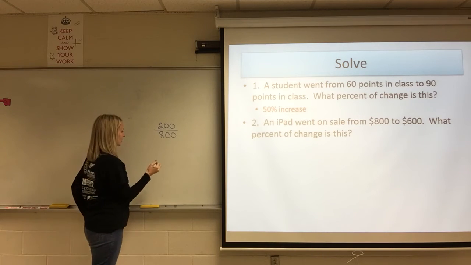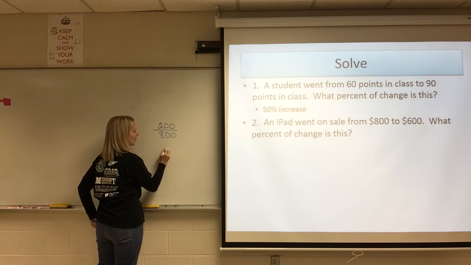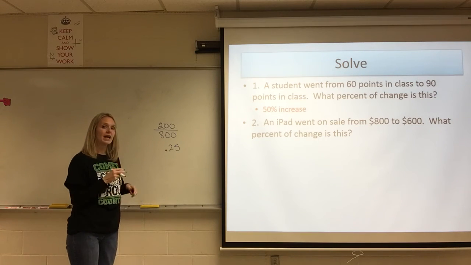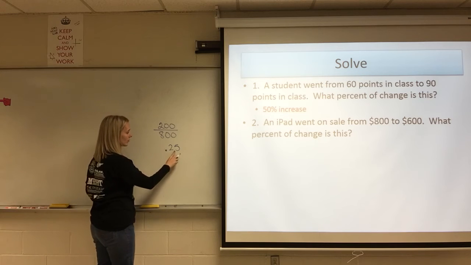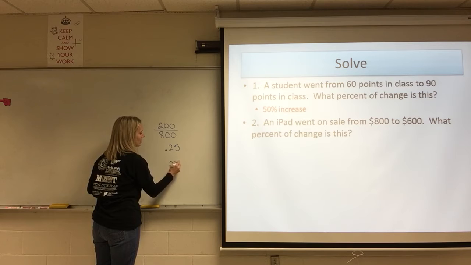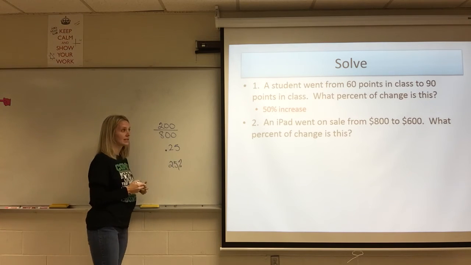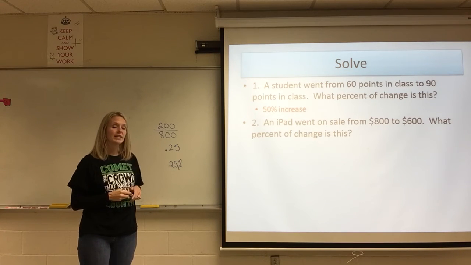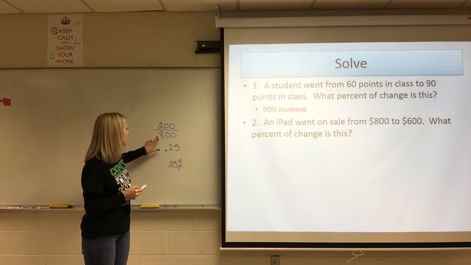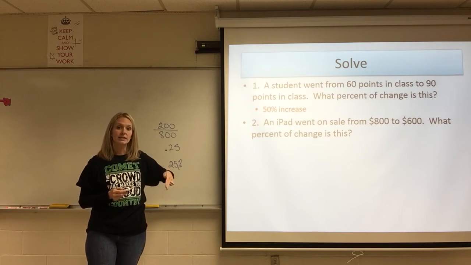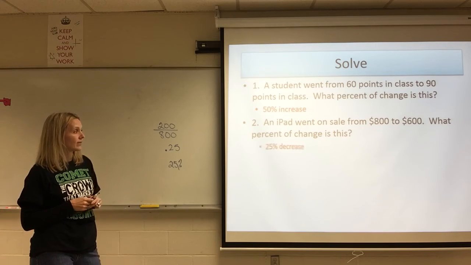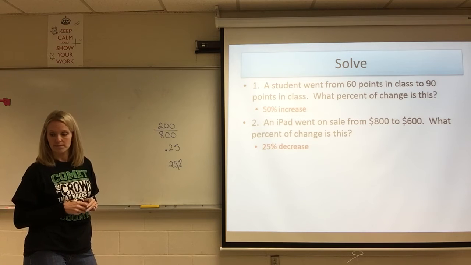When you do this on your calculator, your answer comes up to be 0.25. So again, either move your decimal point 2 places to the right or times by 100, and you get 25%. But I want to know if it is an increase or a decrease. So in this situation, since our original price was 800 and we went down to 600, it would be a decrease in price. So we would get a 25% decrease.